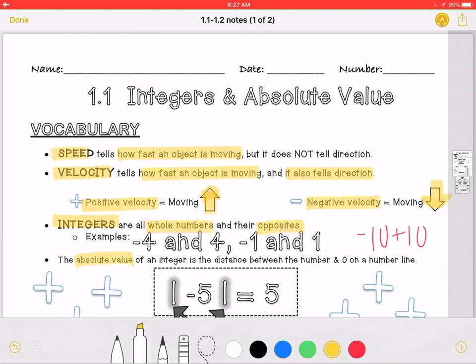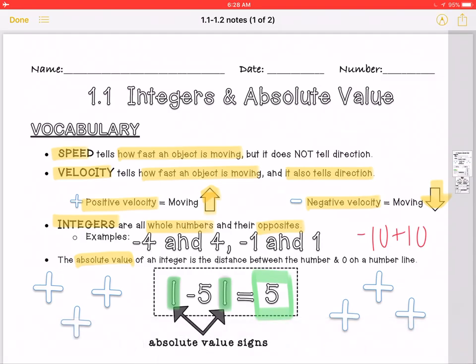So the absolute value of an integer is the distance between the number and 0 on a number line. So when you're finding absolute value, you're finding the number's distance from 0 on a number line. What does absolute value look like? It's going to be these parallel lines on either side of the number. So if I'm finding the absolute value of -5, you're really asking yourself, how far away is -5 from 0 on a number line? And our answer is 5. So those are our absolute value signs.